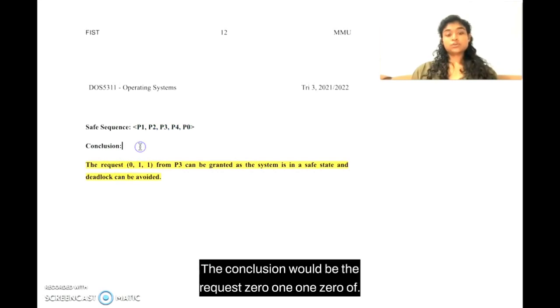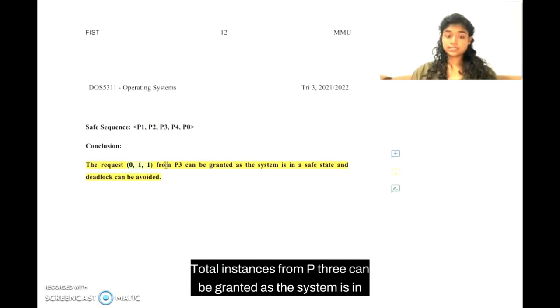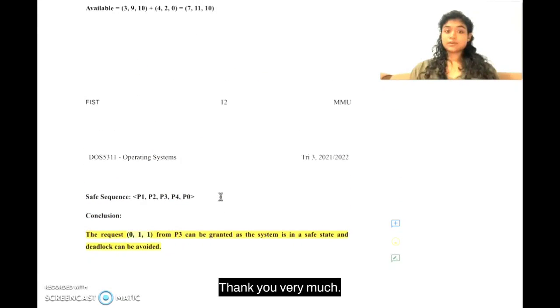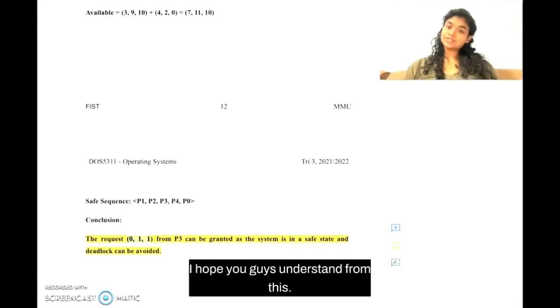So your conclusion would be the request 0, 1, 1 of total instances from P3 can be granted as the system is in safe state and deadlock can be avoided. Thank you very much. I hope you guys understand from this.